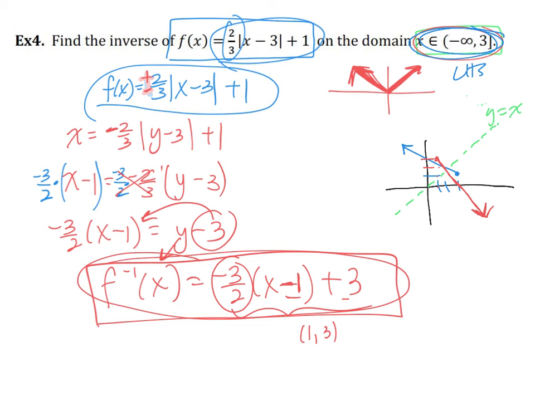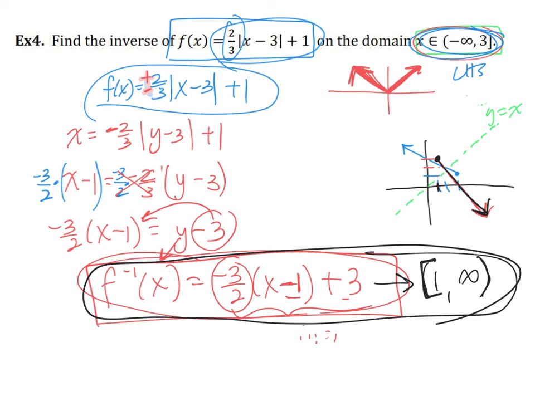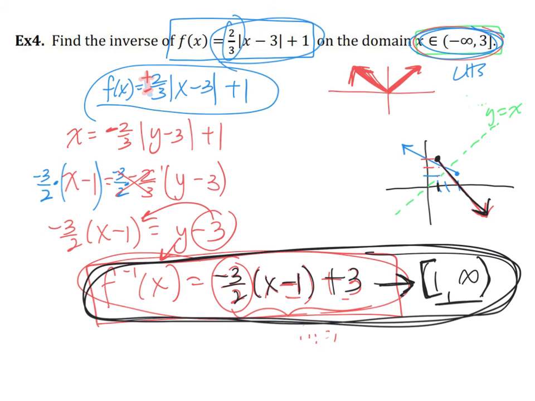But then that means we can't say the domain is all real numbers. We actually have to restrict the domain for this one. It is essential that for this question, you restrict the domain. Where is the domain starting? It's starting at 1, inclusive, so I have the bracket in there, and it is going onward to infinity. This has to be included in your inverse notation. So not only is it the equation, negative 3/2 x minus 1 plus 3, but you must have this domain restriction.